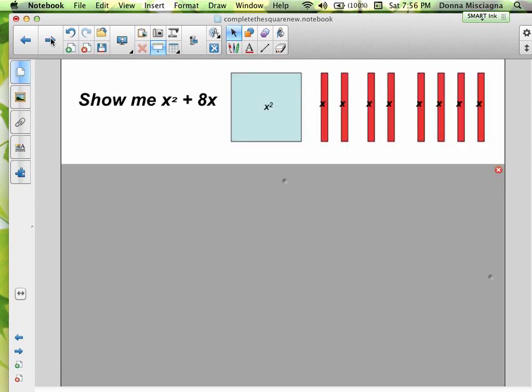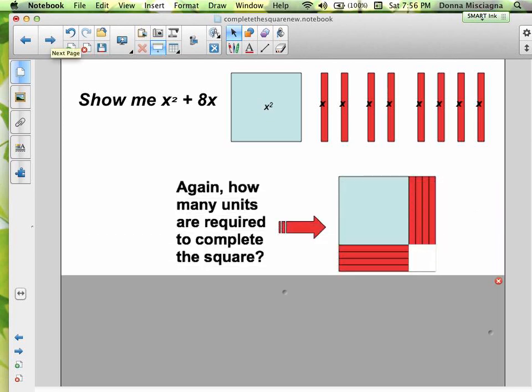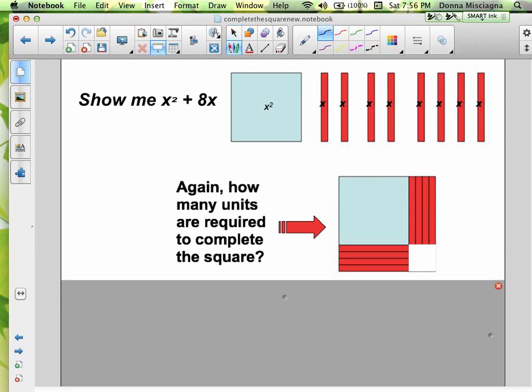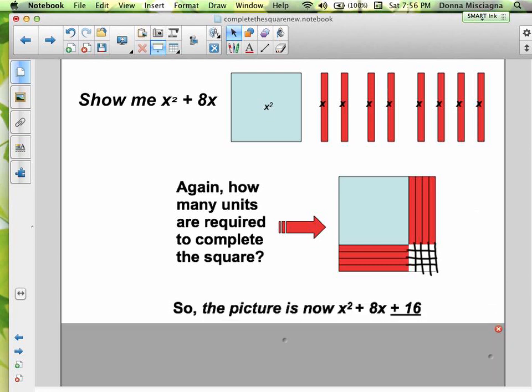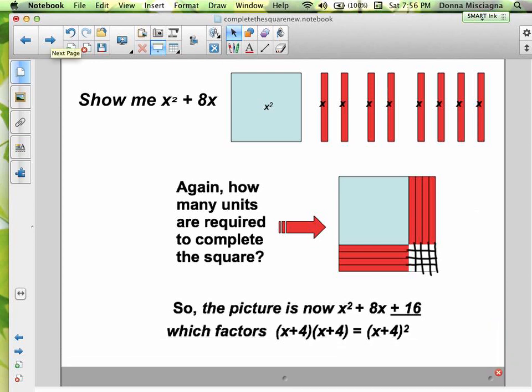How about this one? We have x squared plus 8x. Let's artfully arrange them. How many units are required to complete the square? Think in your head how many might be. Got your number? Okay, so if you get it before, I draw in lines here, and let's put a boundary. And I draw lines going this way. And something here. So now the picture is x squared plus 8x plus 16. And it does factor to x plus 4 times x plus 4, or x plus 4 squared.